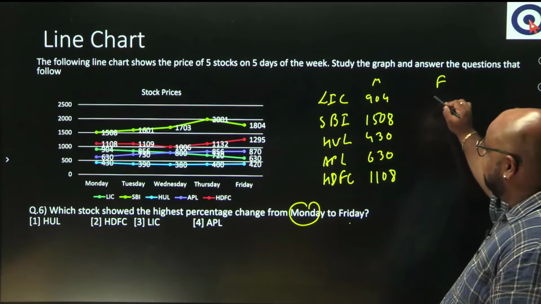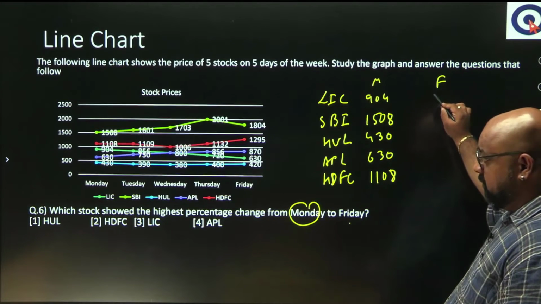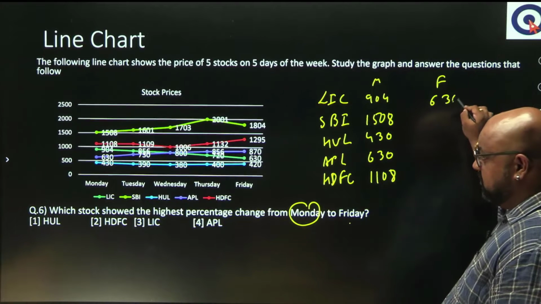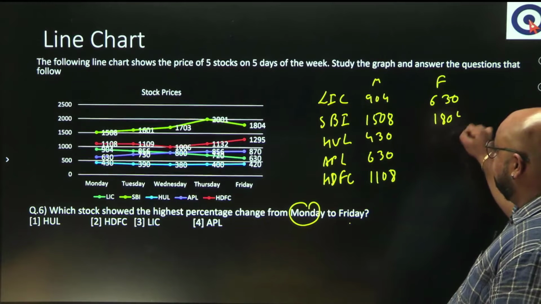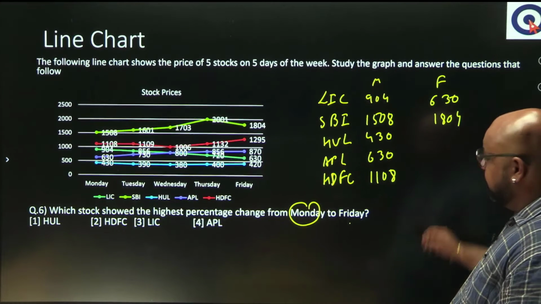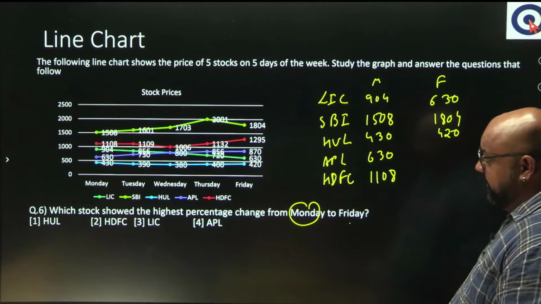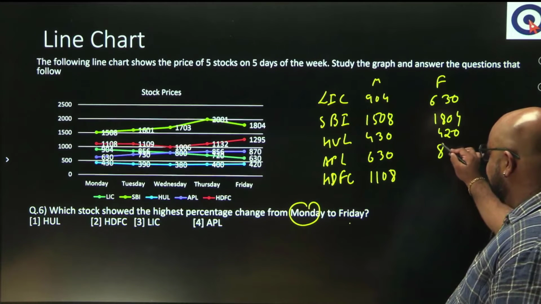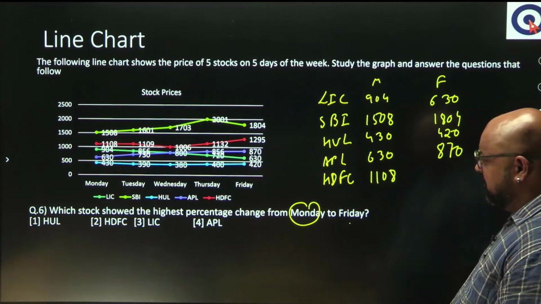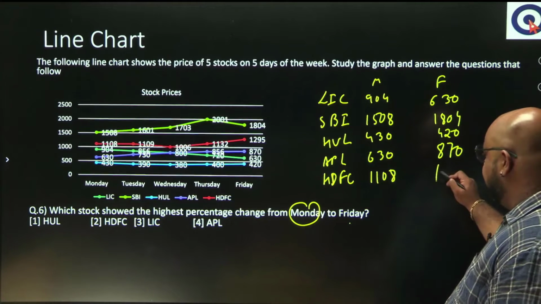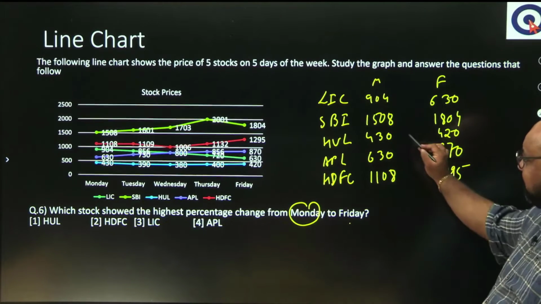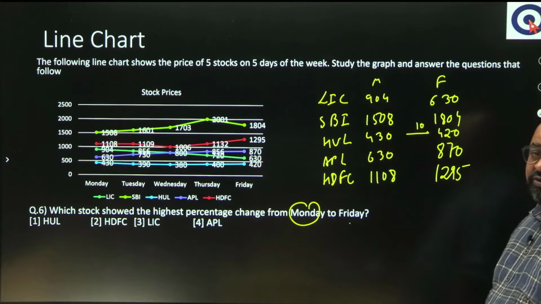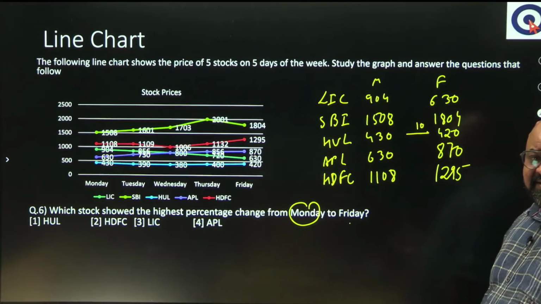On Friday these prices became: 904 became 630, SBI 1508 became 1804, HUL 430 became 420, APL 630 became 870 and then HDFC 1100 became 1295. We have to find out the highest percentage change. As you can see here, the change is only 10 on a base of almost 400. So percentage wise 10 out of 400 will be around 2.5%.